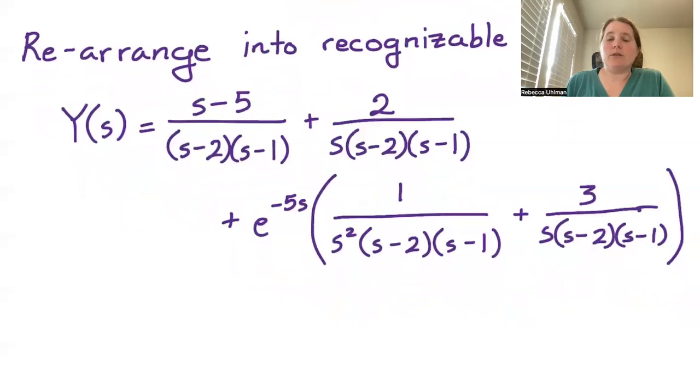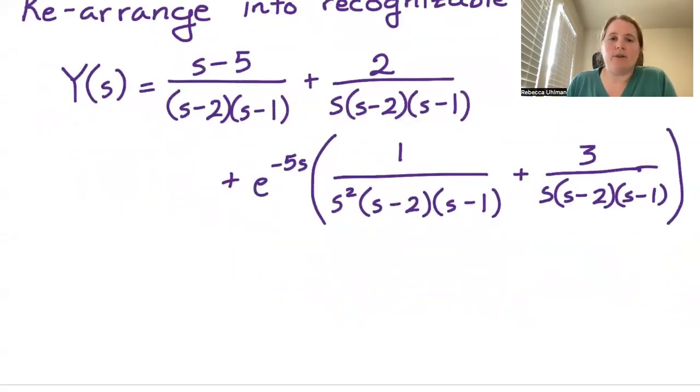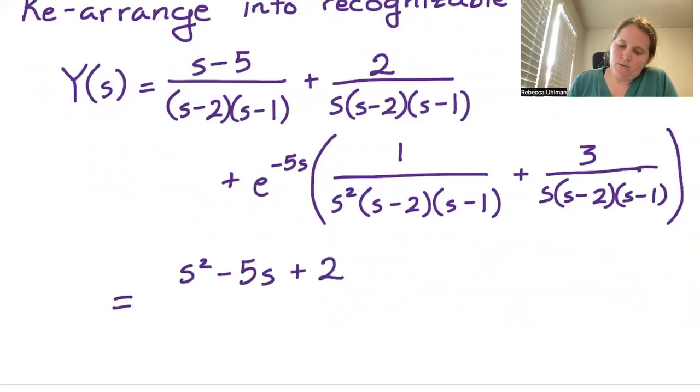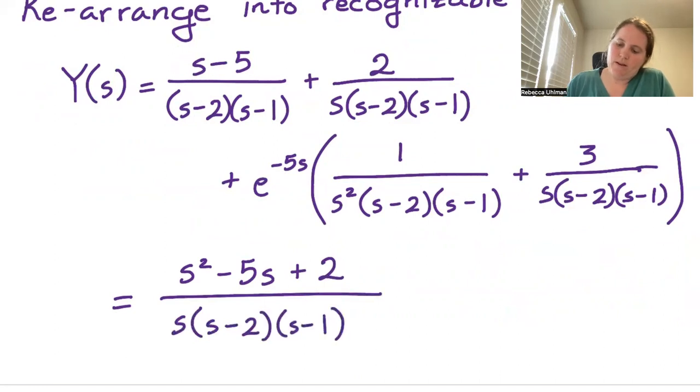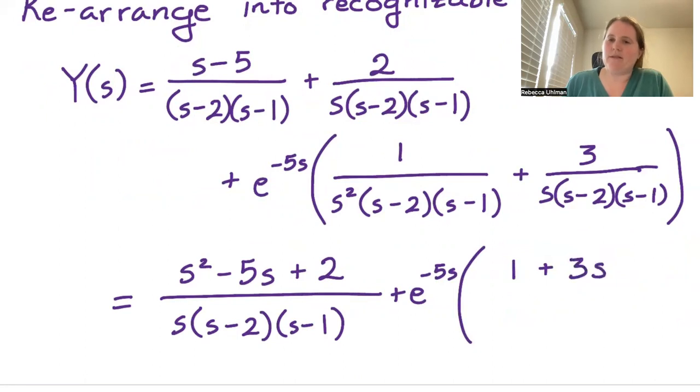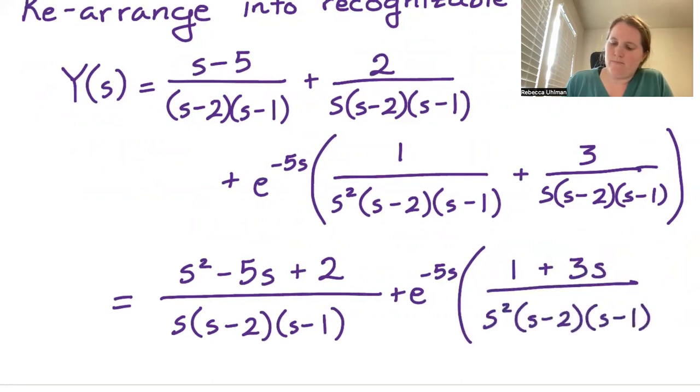I'm going to go ahead and just combine together those first two fractions, and then I'll combine together the two fractions being multiplied by e to the negative 5s. So we would have s squared minus 5s plus 2 all over s times s minus 2 times s minus 1, and then plus e to the negative 5s times 1 plus, we just need another 3s in that second fraction, so 1 plus 3s, all divided by s squared times s minus 2 times s minus 1.